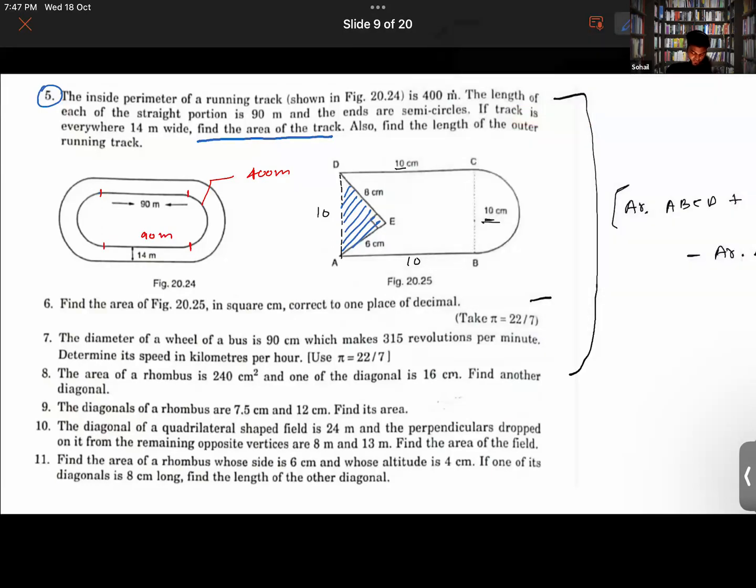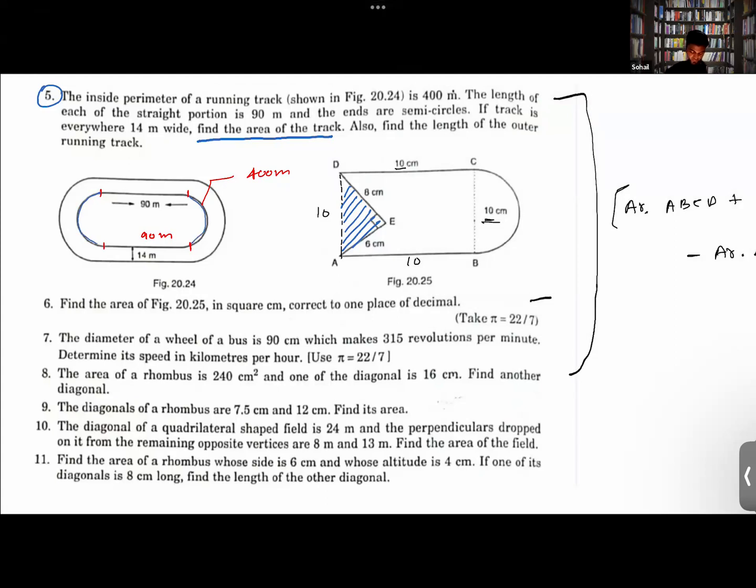All of you have a look at this question. This one and this one, they are the semicircles. If the track is everywhere 40 meter wide, so the width of the track is 40 meter, find the area of the track. Now also find the length of the outer running track. So first we need to find the area of the track, and then the length of the outer running track. What is the length of this outer running track and what is its area?